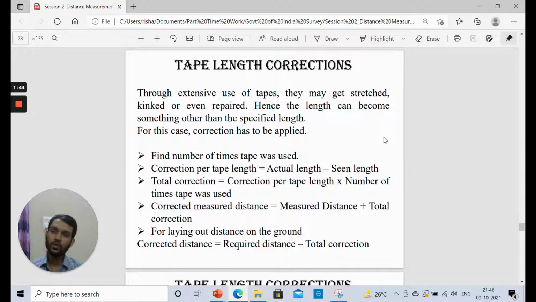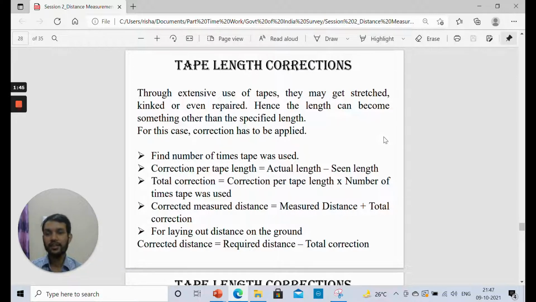You know the entire readings you have taken, you know the total distance you have traversed. You just need to find out how many times you have used the tape, and if you know that in each tape length the error was, suppose, 0.1 meter and you have used that tape 50 times, 50 complete tape lengths, then the error will be 50 into 0.1, that is 5 meter. Now you just need to find whether this error would be additive or subtractive, based on whether the length of the tape that you are using is either in excess or less than the actual length.